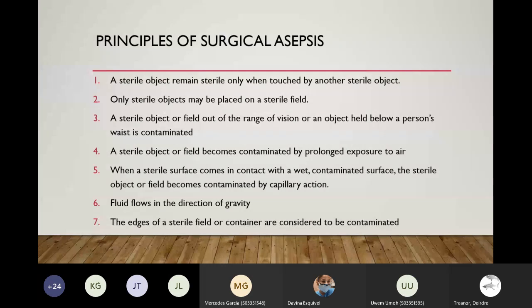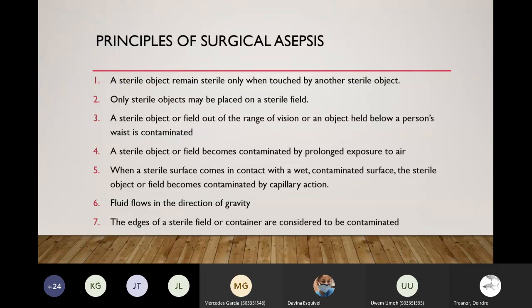Fluid flows in the direction of gravity. And the edges of a sterile field or container are considered to be contaminated. What do I mean? About an inch around the sterile field is considered contaminated. Avoid activities that create air currents. When you open it, hold the sterile field as close as possible. Never ever turn your back on a sterile field.